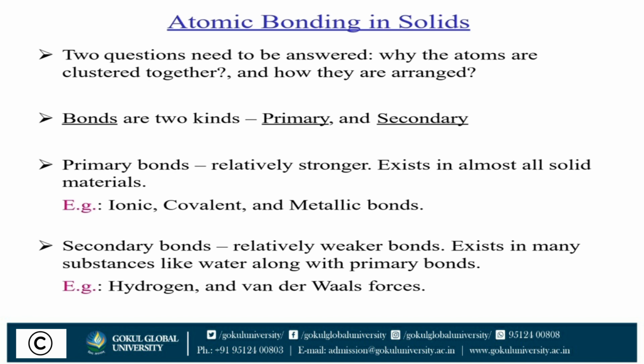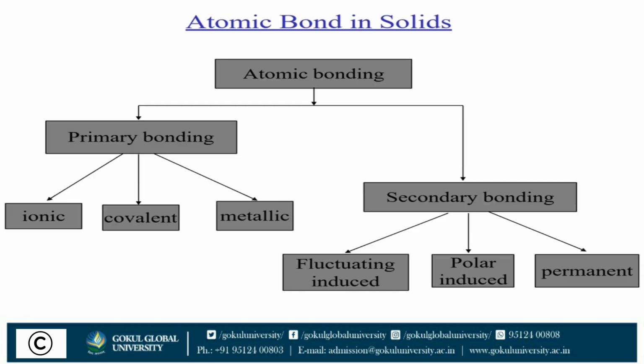Atomic bonding in a solid. There are two questions that arise in material engineering when we have to find out the structure. The bonds are of two kinds. It may be primary or secondary type. Primary bonds are relatively stronger and exist in almost all solid materials, like ionic, covalent and metallic bonds. These are all primary bonds. Secondary bonds are relatively weaker bonds that exist in many substances like water, along with a primary bond. Hydrogen and van der Waals bonds are examples of secondary bonds.